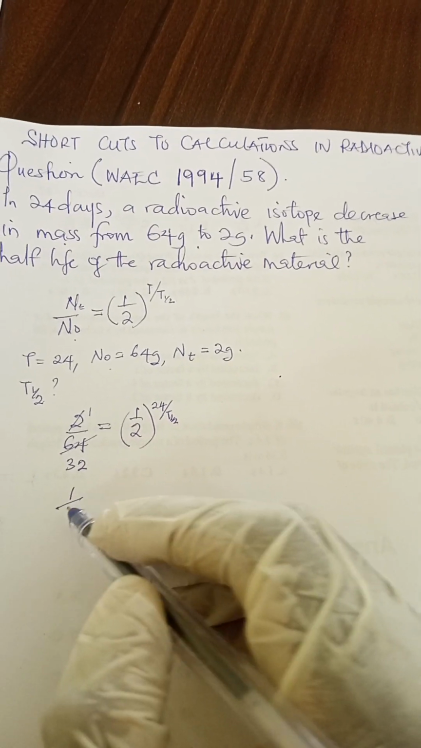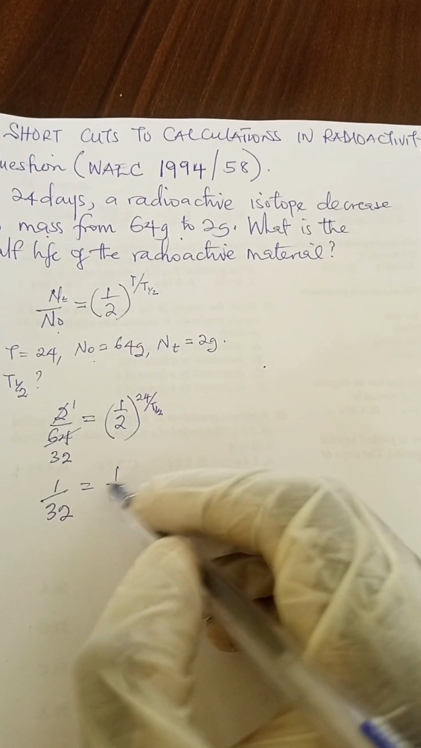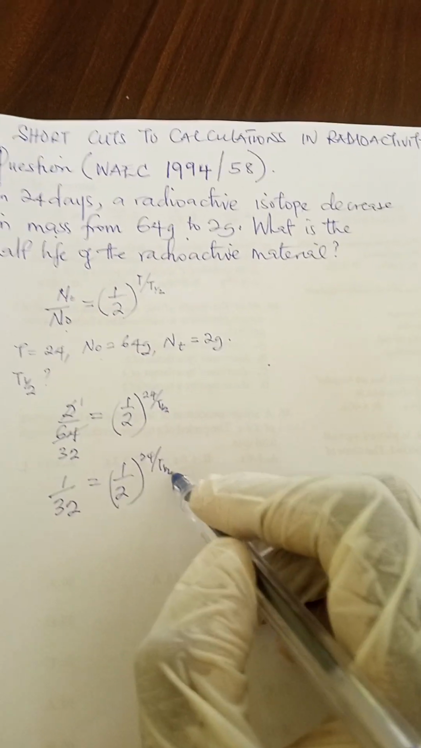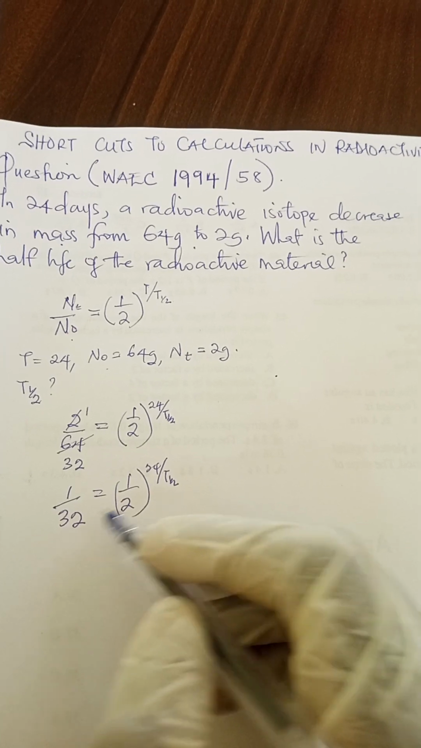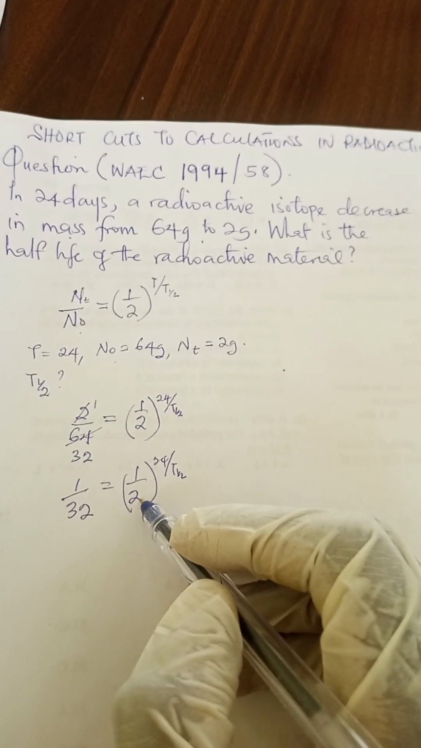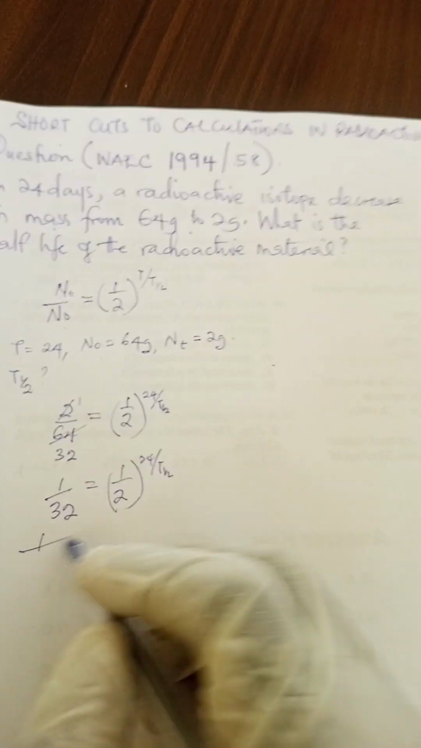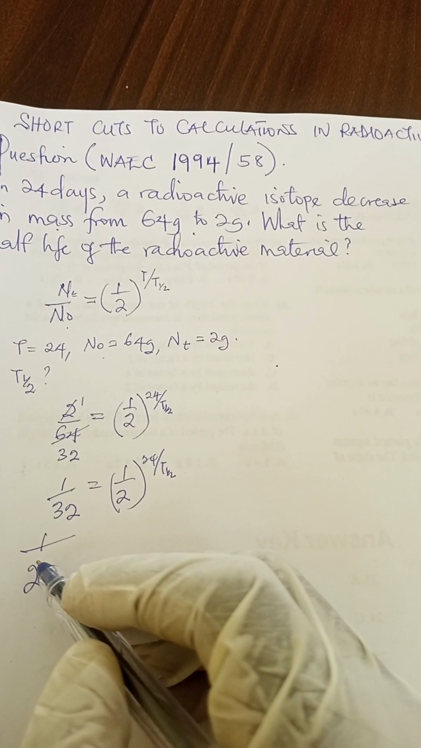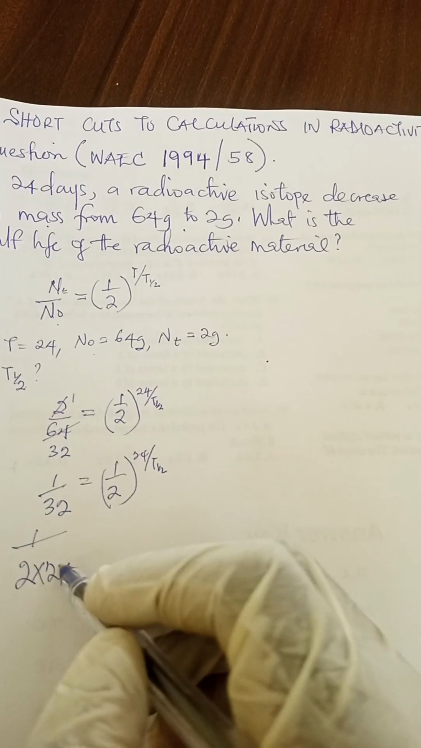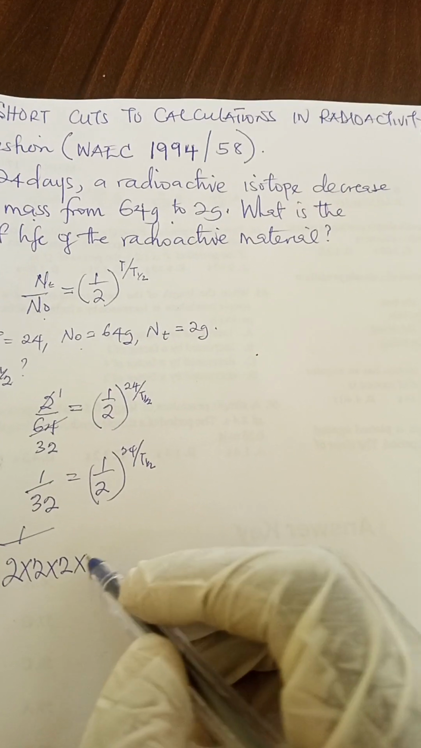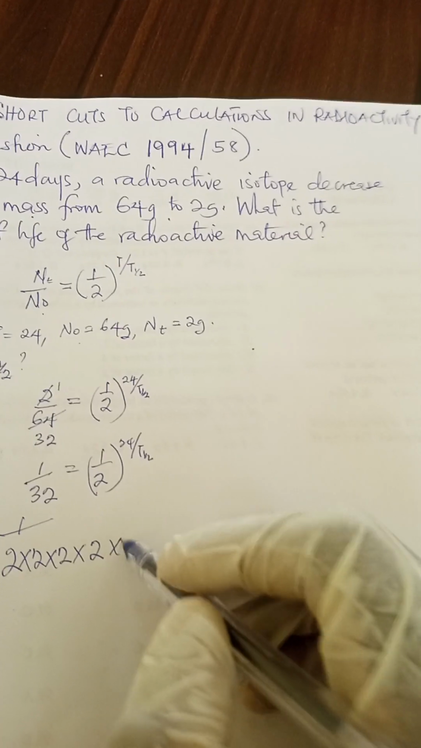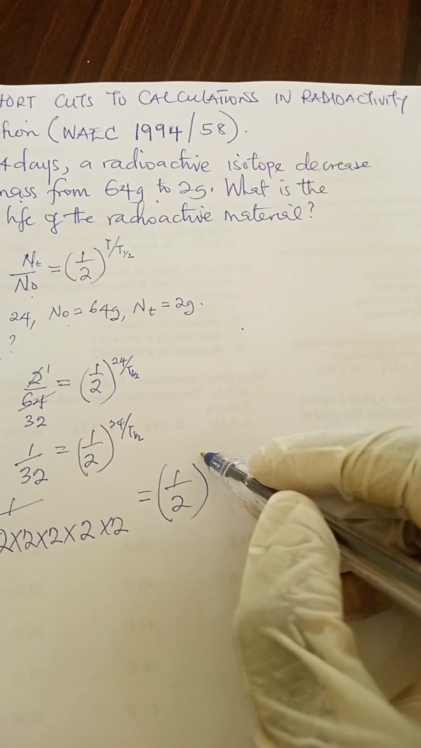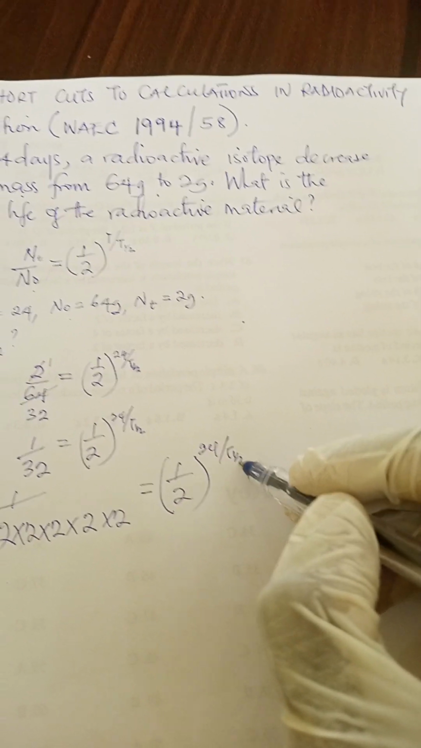So we now have that 1 all over 32 equals 1 all over 2, raised to 24 over T half. Very simple. Now, how many times will I have to multiply 2 to have 32? So I have 1 all over 2 raised to power, 2 times 2 is 4, times another 2 is 8, times another 2 is 16, times another 2 is 32, equals 1 over 2 raised to 24 all over T half.